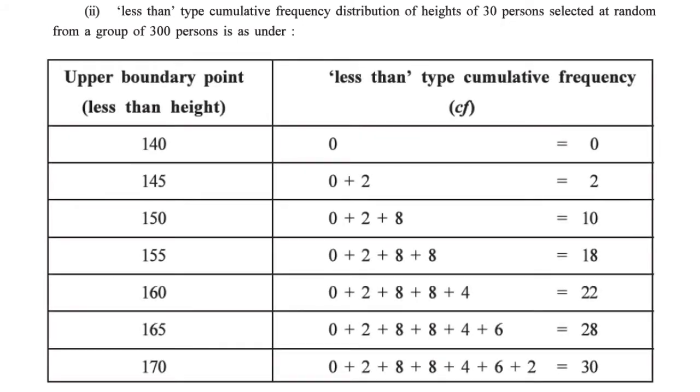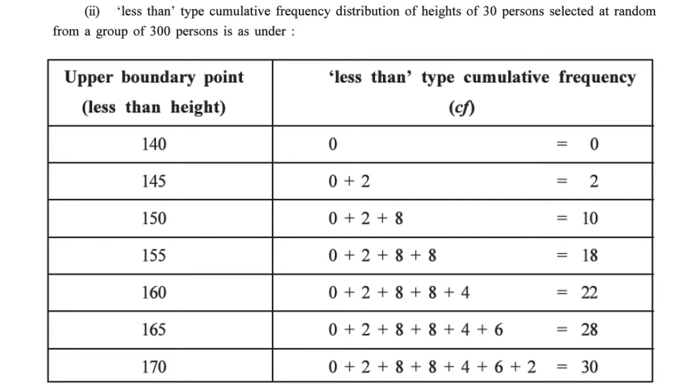Upper boundary point, that is less than upper boundary point: 140, 145, 150, etc. Less than type CF, the first one is 0, then we add 2, then add 8, then add again 8, then add 4, 6 and 2. So gradually you will get all these frequencies here. That is the answer for the second question.